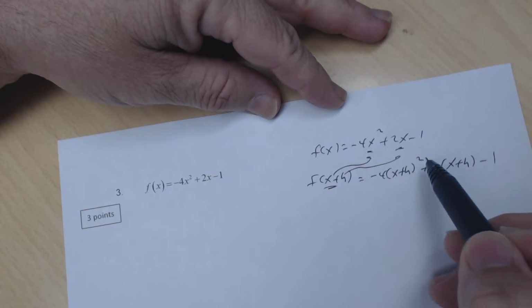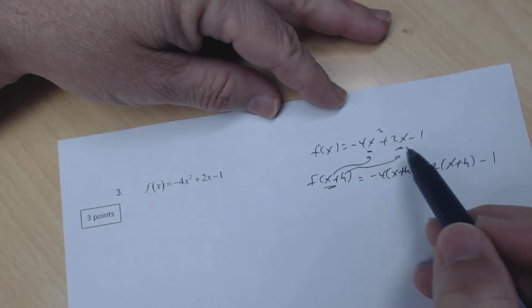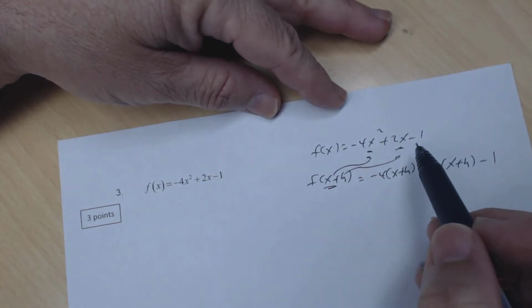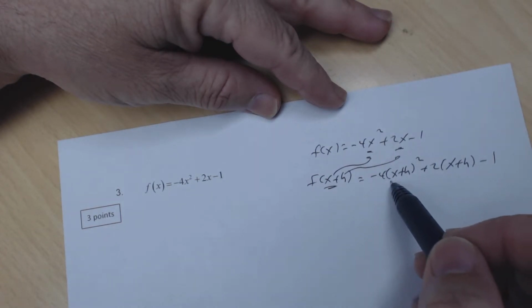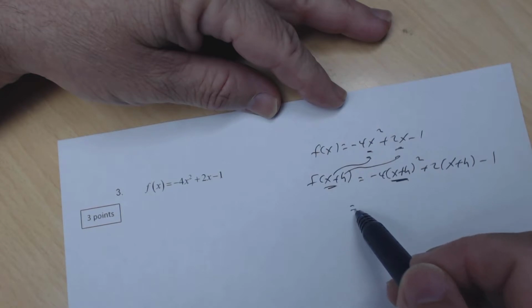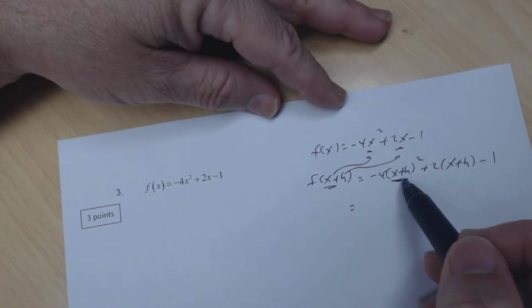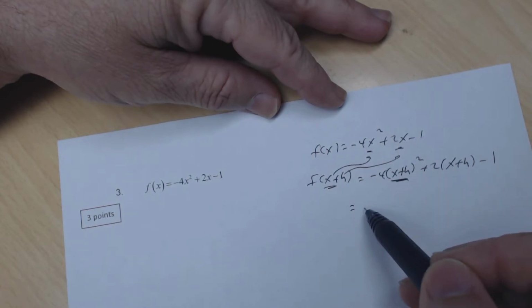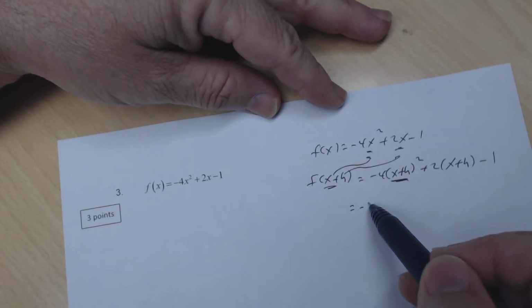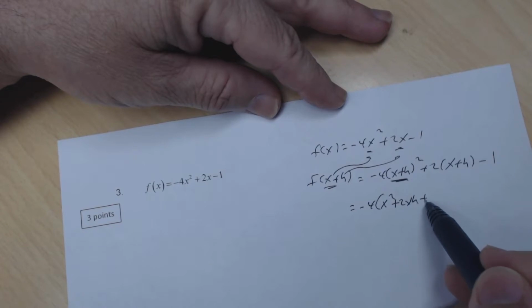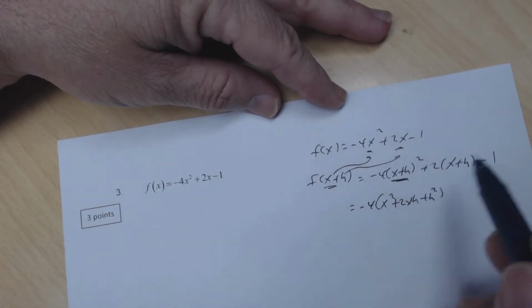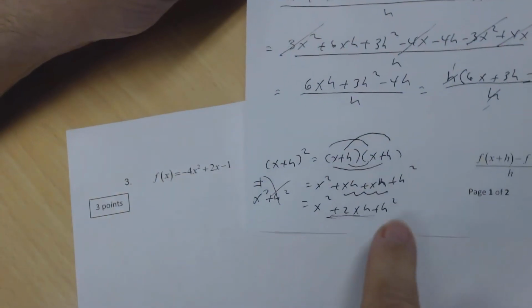So negative 4 times x squared, x became x plus h, plus 2x, x became x plus h, and then minus 1. Alright, now squaring this, which we already know is x squared plus 2xh plus h squared, but that's being multiplied by negative 4, so you get negative 4 times x squared plus 2xh plus h squared. So remember, we already found this. That was the same thing as this right here.